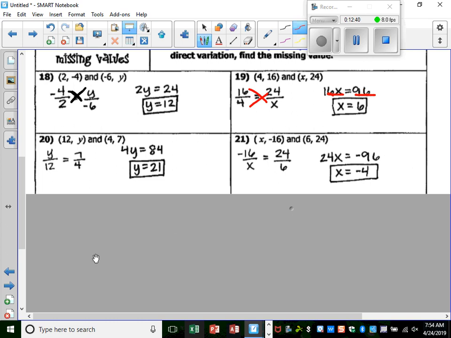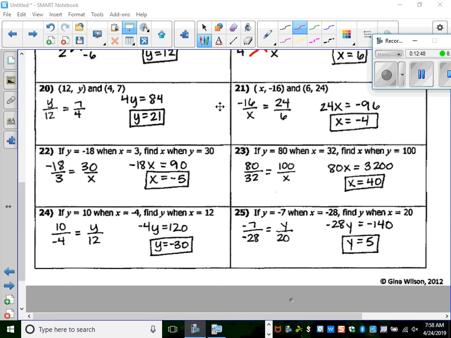Okay. So I'm going to stop and give you guys a few minutes to finish up those, and then we'll go over the answers. Okay, I'm going to let you go ahead and check to see how you did. So for 22, you should have -5. For 23, 40. And for 24, it's -30. And for 25, the answer is 5. All right, any questions? Any questions on those?